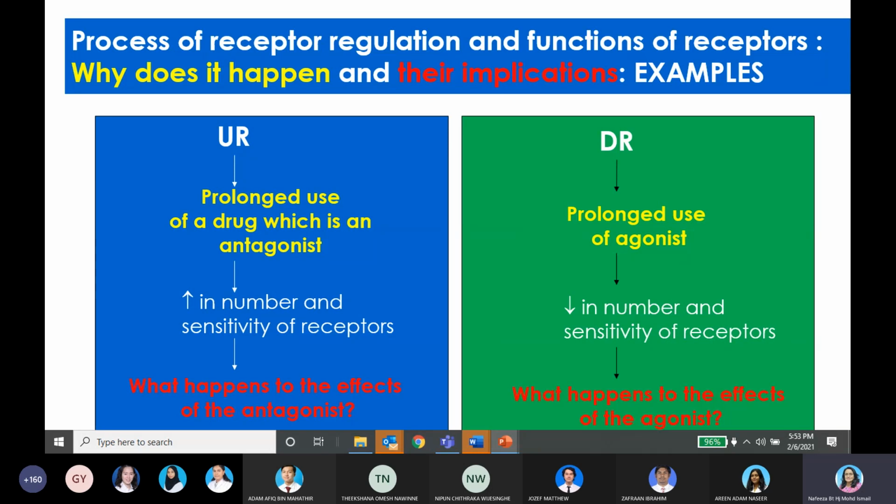Now, upregulation and downregulation of receptors, you'll be coming across it. These are just concepts, and you'll be coming across it when you talk about the systemic drugs. Okay, why some drugs over time become ineffective.